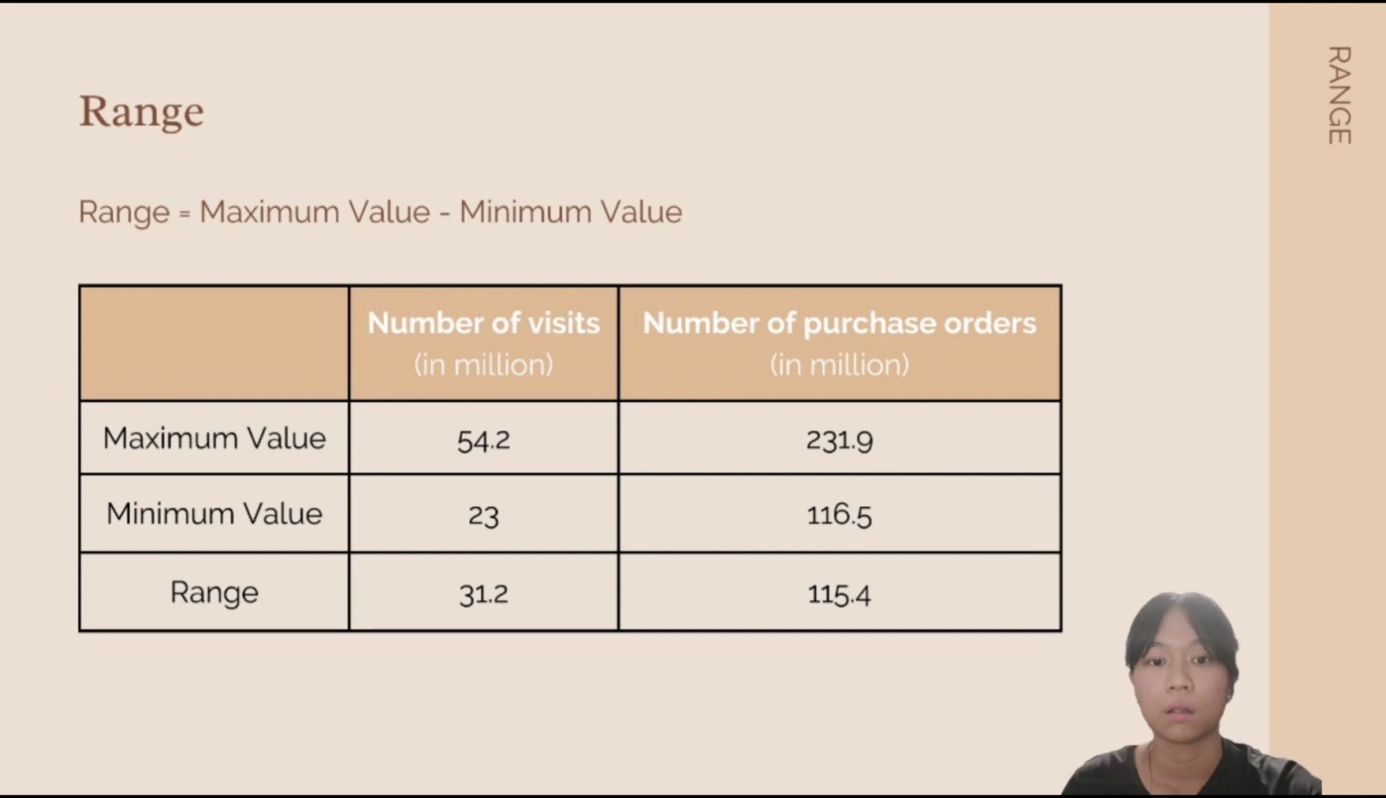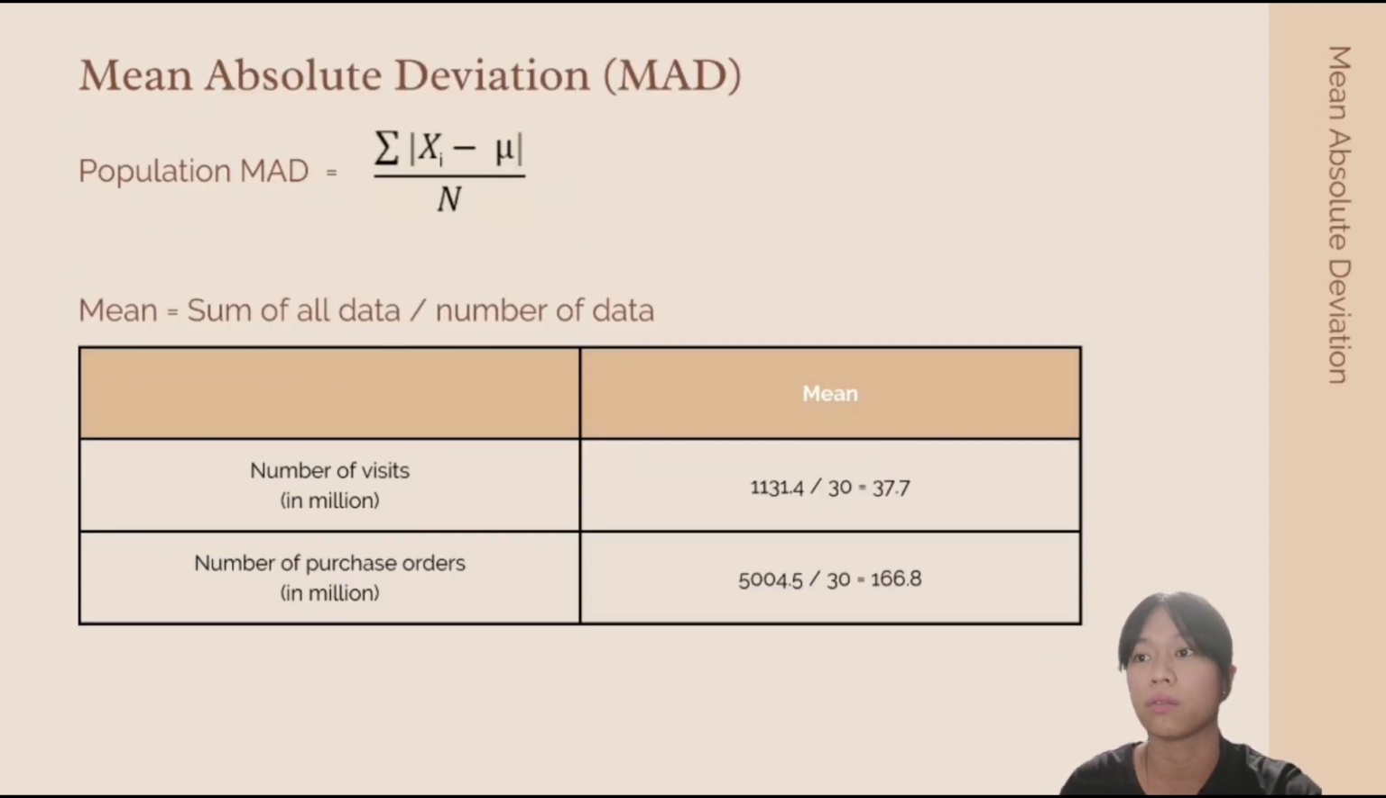Next, to find the mean absolute deviation, we need to find the mean first, which is by dividing the sum of all data by the number of data. The mean for number of visits is 37.7, while the mean for number of purchase order is 166.8.